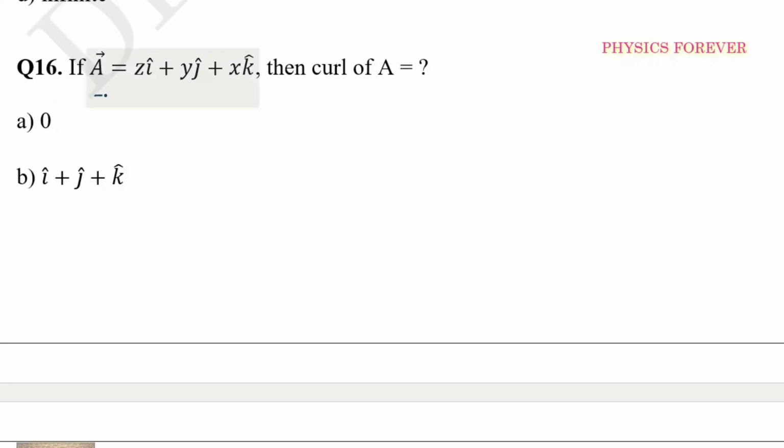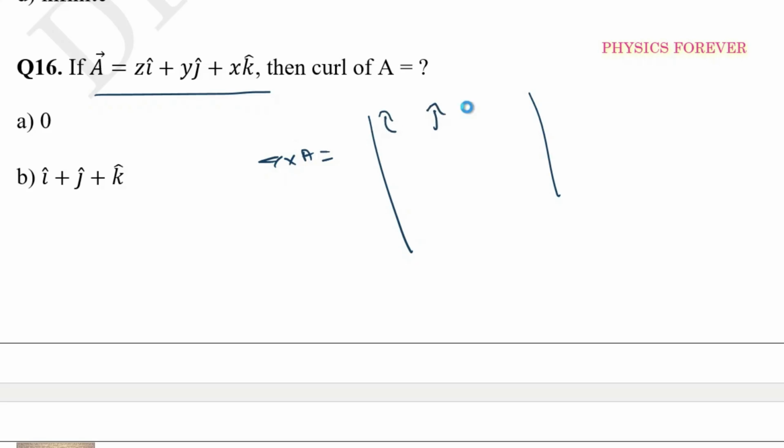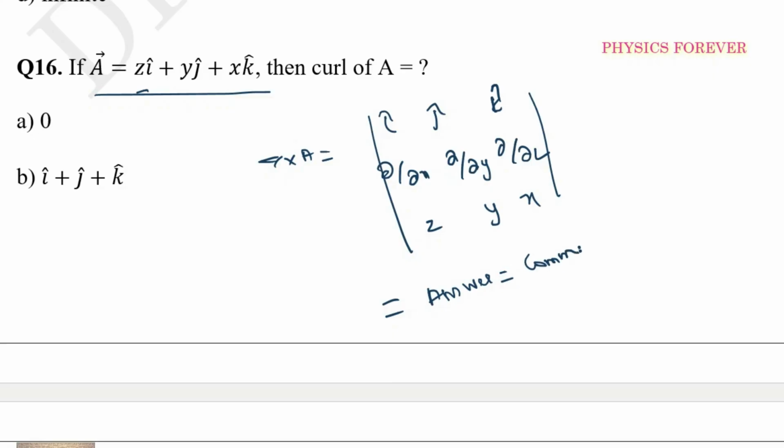Okay. So if A is equal to the given field, then for the curl we have to use the same formula. I already gave the determinant setup here: i, j, k, then del by del x, del by del y, del by del z. Then the components in order x, y, z. So put that in and comment what the answer is. So I will give a lot of homework today, so use it.